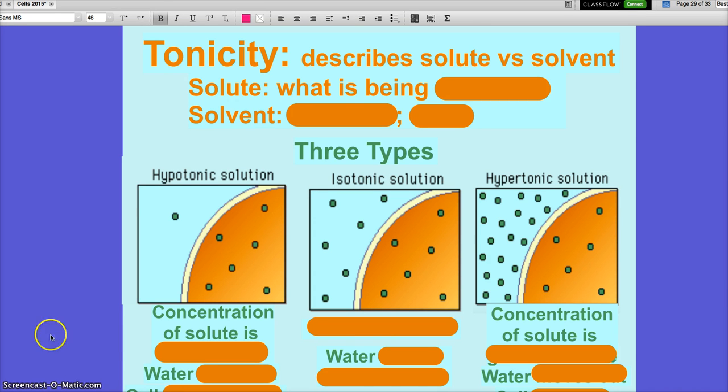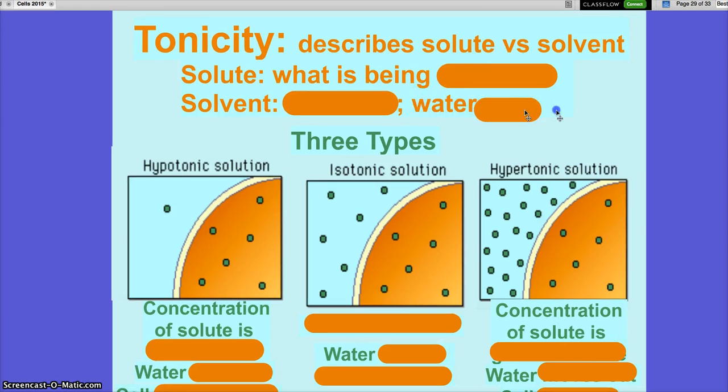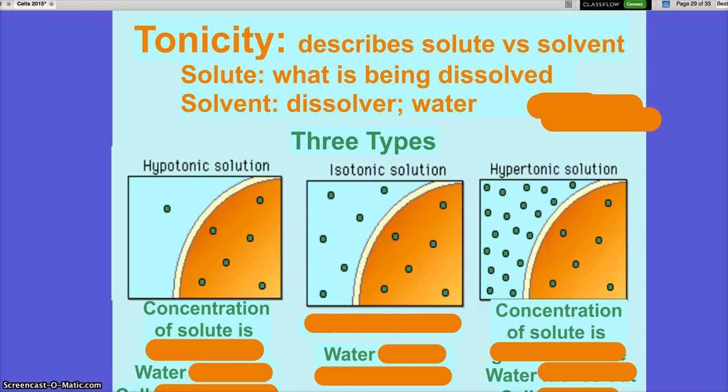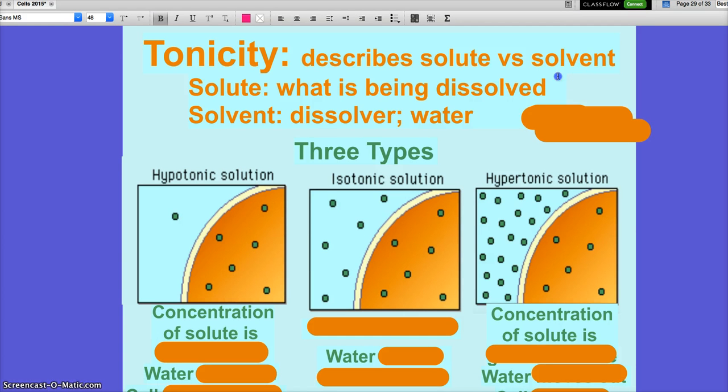Water. What does water do for most substances? Dissolves. So what's solute going to be? The thing that dissolves because of the water. The thing that is being dissolved. So give me examples of solutes. Salt. What else? Sugar. Good. Salt, sugar. Those are good examples.